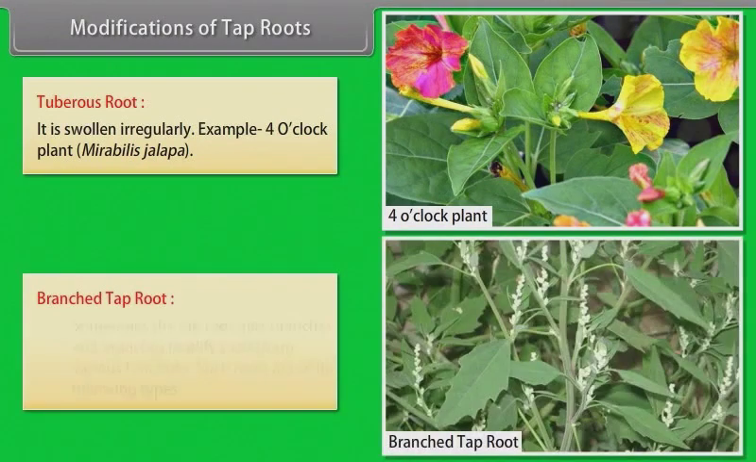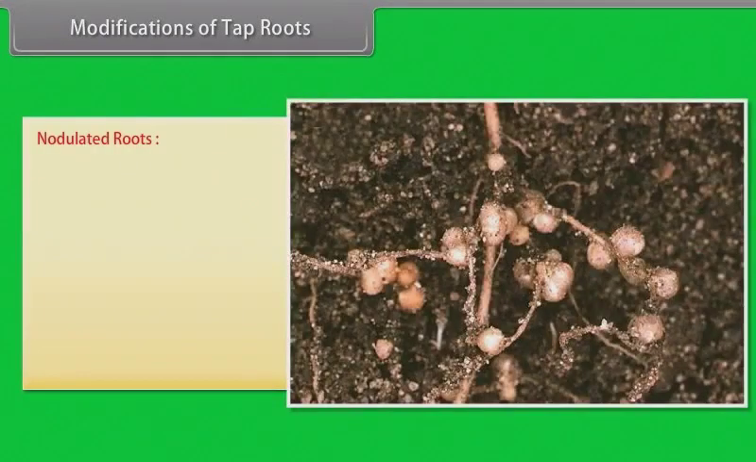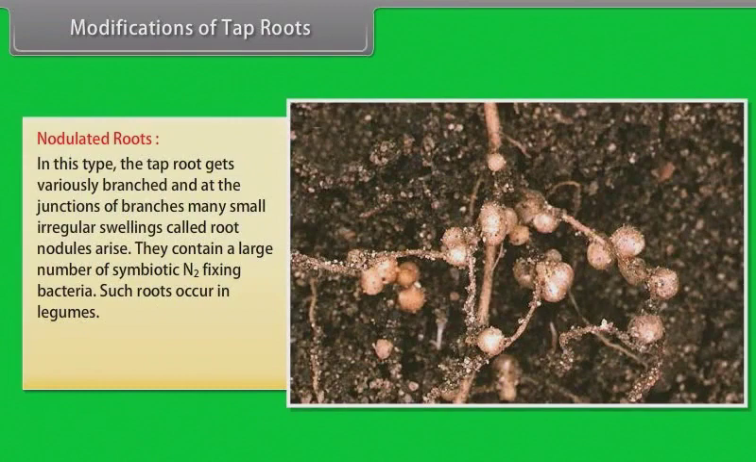Branched taproot. Sometimes the taproot gets branched and branches modify to perform various functions. Such roots are of the following types. Nodulated roots. In this type, the taproot gets variously branched, and at the junction of branches, many small irregular swellings called root nodules arise. They contain a large number of symbiotic N2 fixing bacteria. Such roots occur in legumes. Example, Rhizobium leguminosarum.